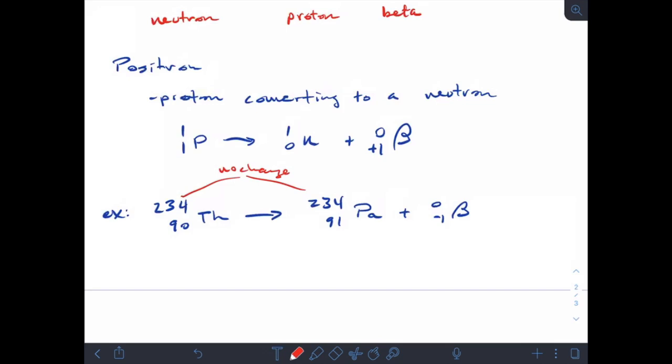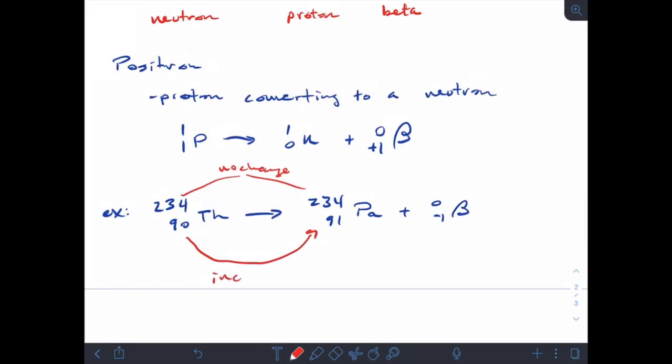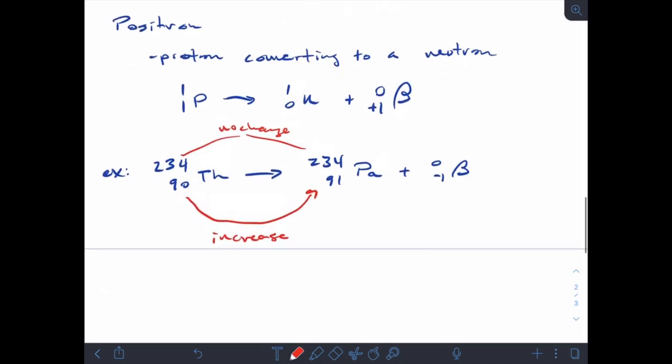So with beta emission, we see an increase in the atomic number. We've converted a neutron into a proton, so we have one more proton. That means that we have a new element. So an increase by 1.